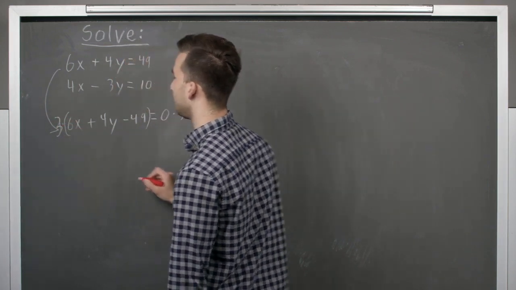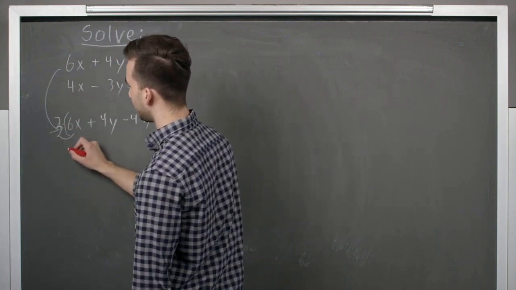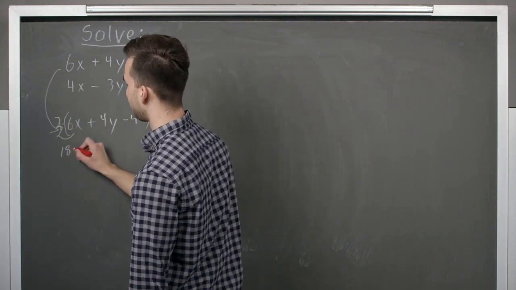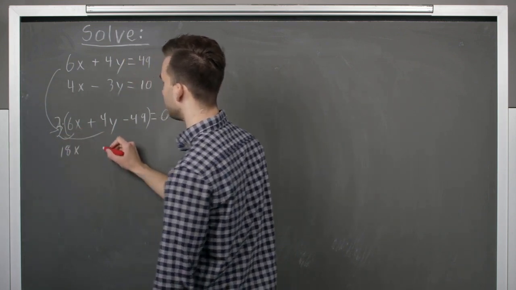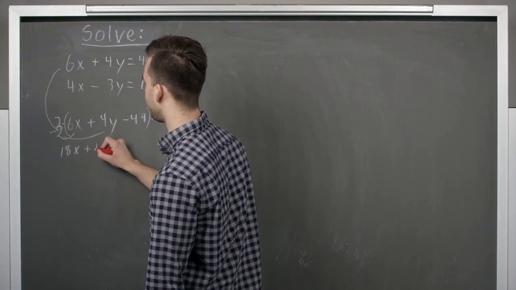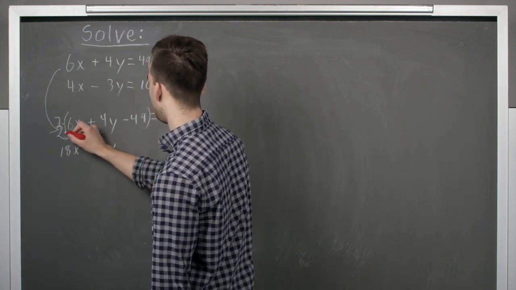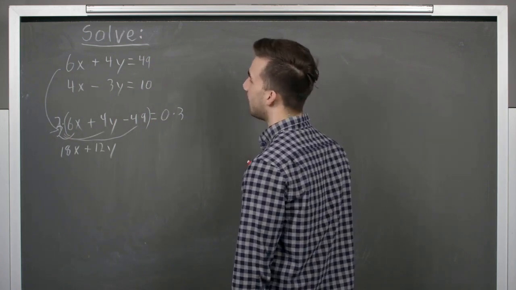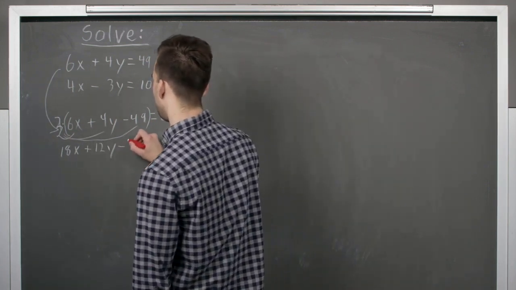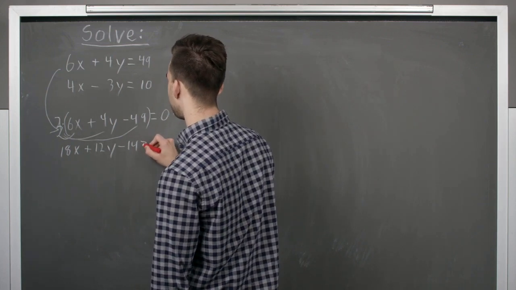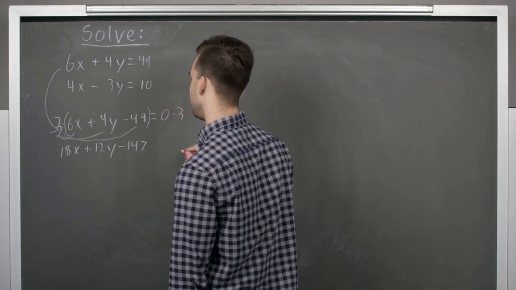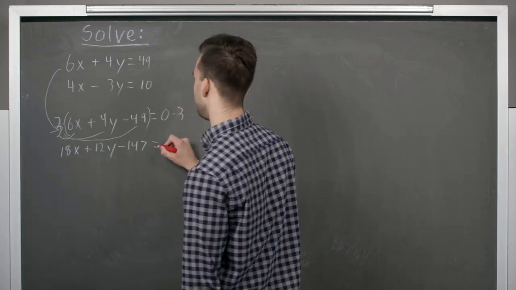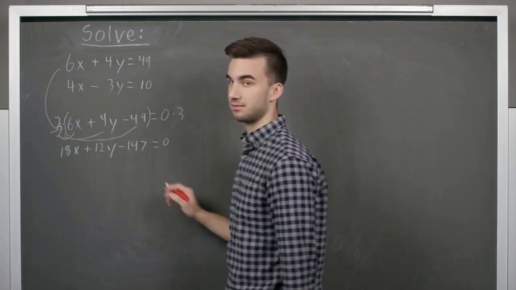Excuse my messy writing, but 3 times 6x is 18x, and 3 times 4y is 12y, right? That's what we wanted. And then 3 times negative 49 is negative 147, I think. And then 0 times 3 is 0. So this equation is ready.